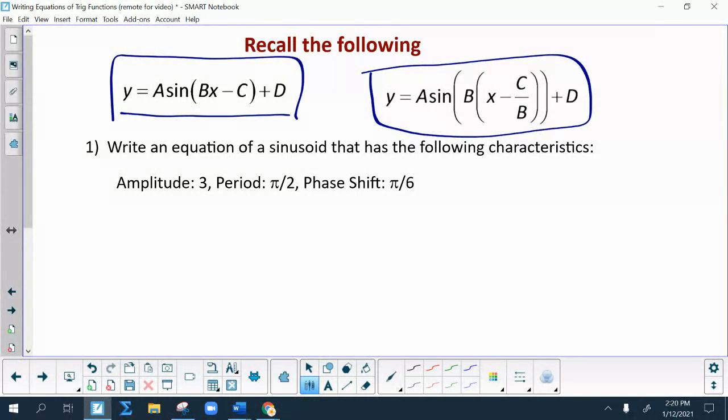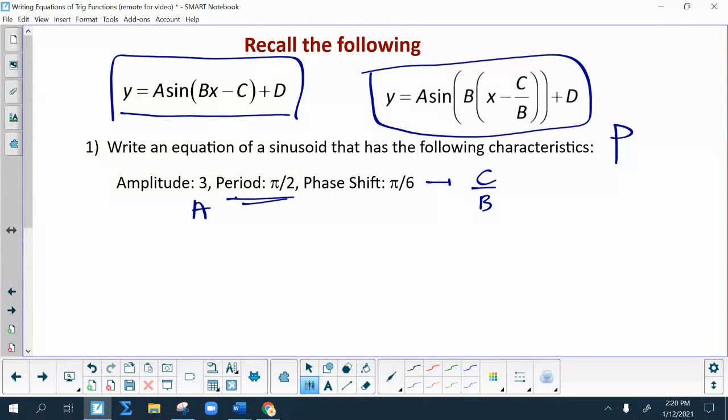For this one, it says, write an equation of a sinusoid that has the following characteristics. It has an amplitude of 3, a phase shift of pi over 6, so this would be c over b. And then we have to figure out the actual b value based upon the period being pi over 2.